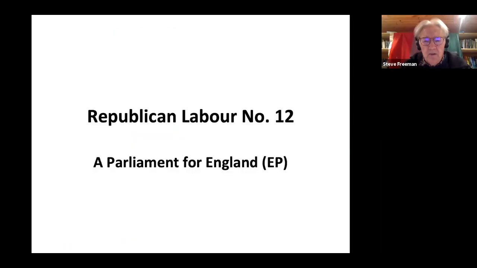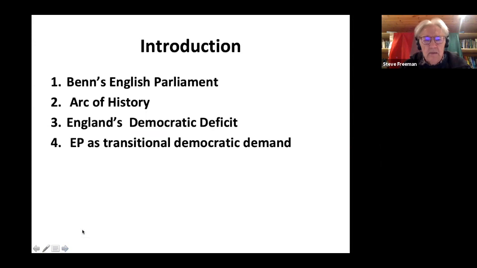Here we go. So this is what it's going to be about, and these are the kind of points I want to cover. I want to talk about Benn's English Parliament and the arc of history again, and England's democratic deficit and transitional democratic demands.